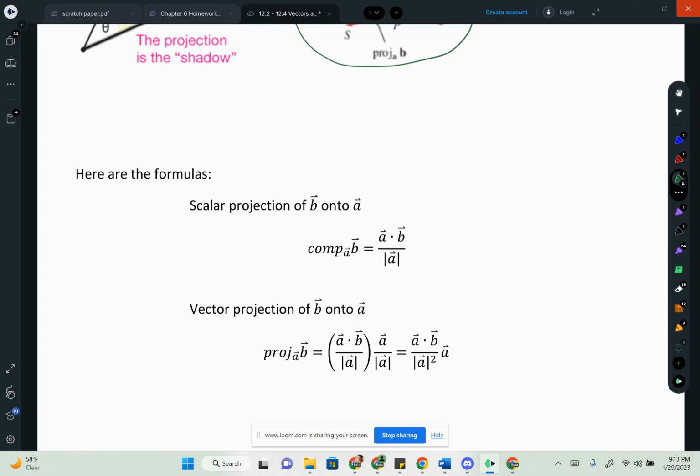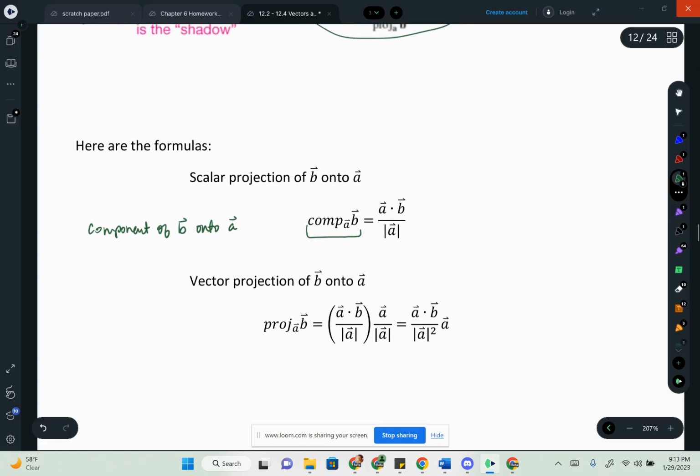The scalar projection of B onto A, the notation's a little weird. We see this comp and then a little a that's down low, and then B. And the way we read that is component of B onto A. And then the vector projection of B onto A, we use this notation right here, this proj, and then a little a down low, and then a B. And this is saying projection of B onto A.